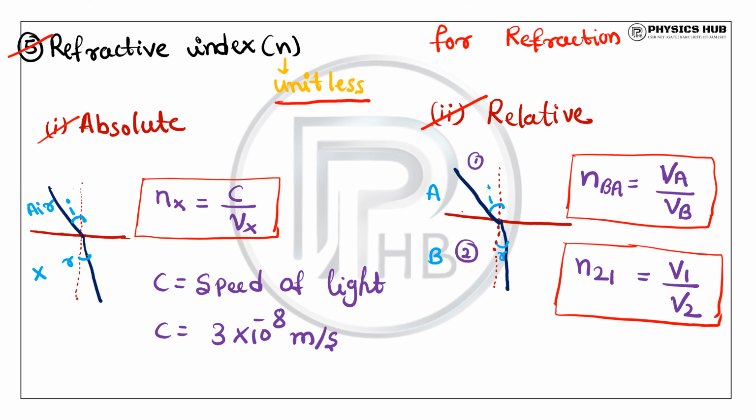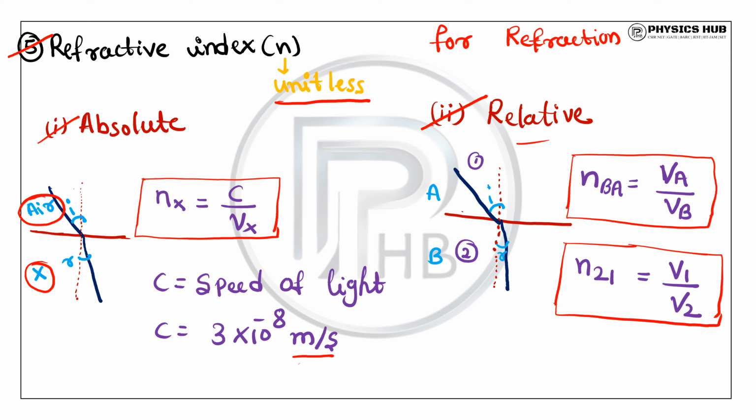When a ray of light passes from air to any other medium x, that is known as absolute refractive index. Here we can find the refractive index of the x medium is equal to c divided by vx. Here c is the speed of light, which is 3 into 10 to the power of 8 meter per second, the SI unit of velocity being meter per second, and vx is the velocity of light in the x medium.